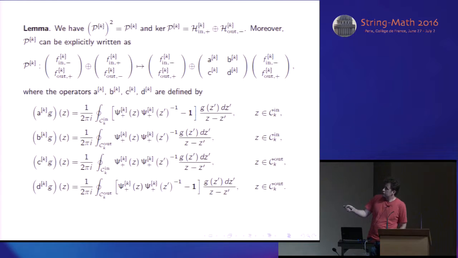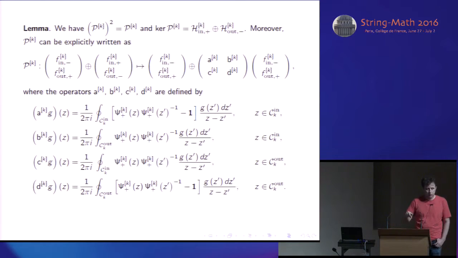Now, you see that this part of the elements of H_k is in the kernel, and the operator P acts on this component of elements of H_k in this way, and the operators A, B, C, and D have some explicit form. What should be emphasized here is that this psi_k that I use is the solution of the three-point Riemann-Hilbert problem corresponding to the appropriate pair of pants.